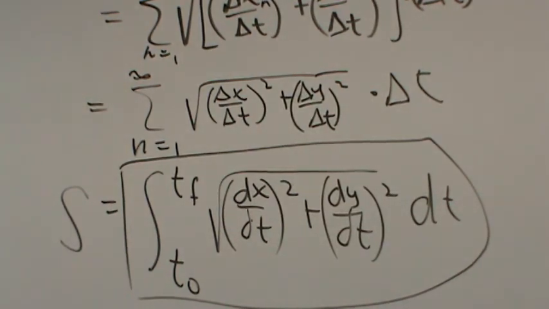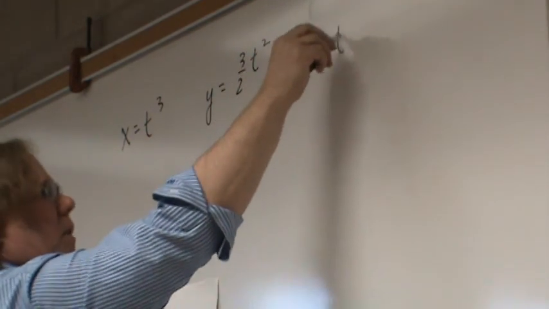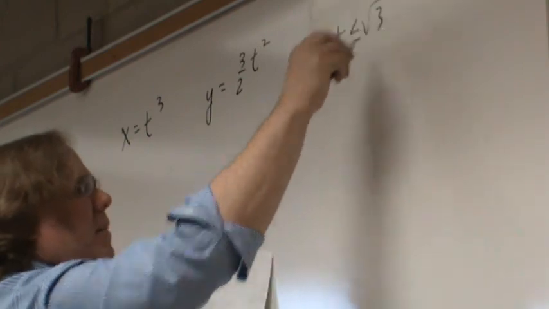And you will definitely only be doing this on your graphing calculator. I'm not going to ask you to actually do it in real life. Okay? So let me just scribble an example on here and then send you on your way. And hope that that's good enough. Here, suppose I had x equals t to the third, and I had y equals 3/2 t squared, alrighty? And I want the arc length from 0 to root 3.